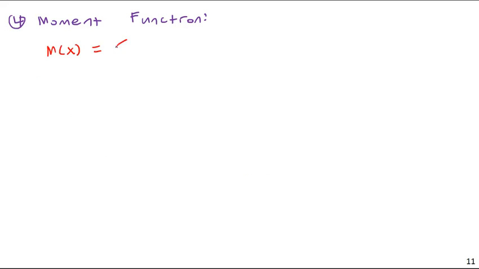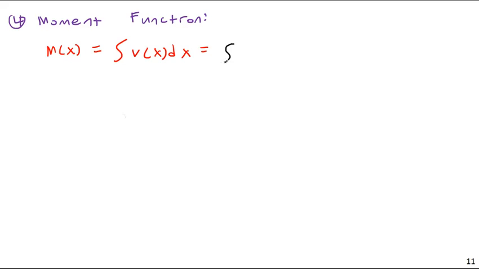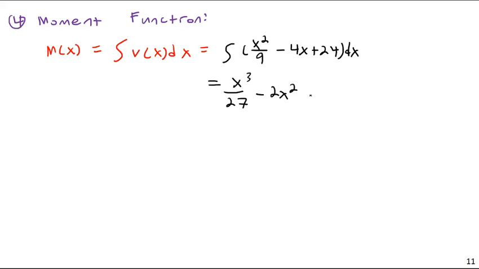M as a function of x is the integral of v of x dx, which equals the integral of x squared over 9, so just plugging the shear function into the moment equation, x squared over 9 minus 4x plus 24 dx, and this is then equal to x cubed over 27 minus 2x squared plus 24x plus c2 here. So we have another constant. I just called it c2 because it's a different constant than the other one.